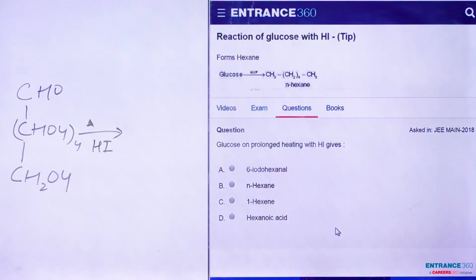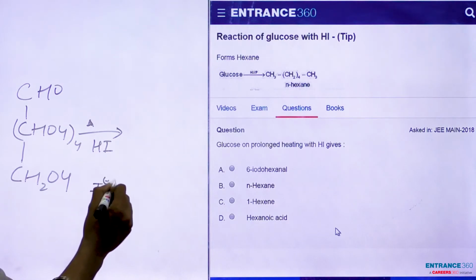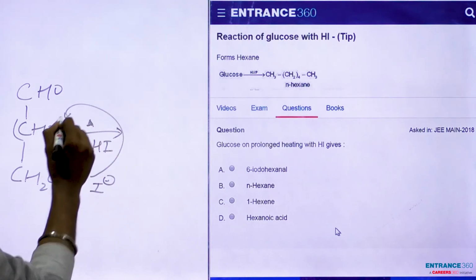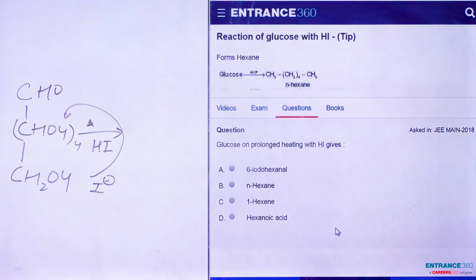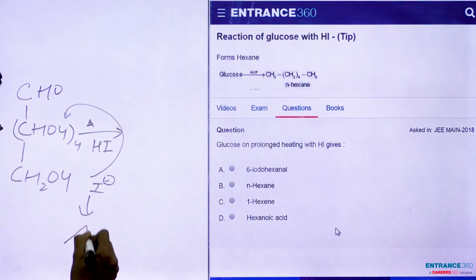As far as HI is concerned, we know that HI is a very strong acid and it is a very strong reducing agent. So the I minus will attack here and H2O will be removed. Further in the reaction, the de-iodization will take place and I minus will be removed and H will be placed. So we'll find that the reaction is completed and n-Hexane is formed.